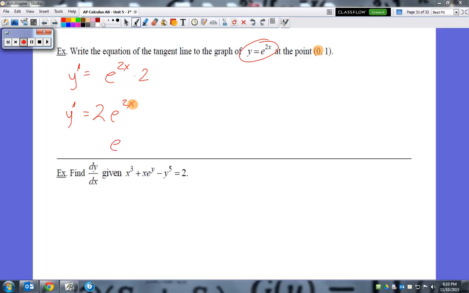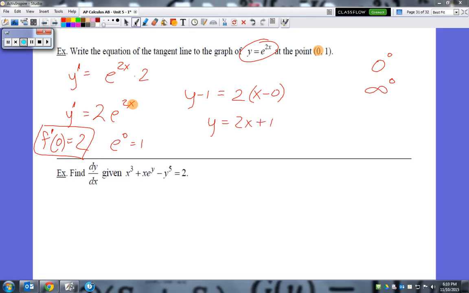So e to the 0, anything to the power of 0 except for 0 as the base or infinity as the base, anything else will equal 1. Okay, so this is 2 times 1, so the slope is y prime, otherwise known as f prime at 0, is going to be 2. So it's going to be y minus 1 is equal to 2x minus 0, or if you wanted to simplify, you could say 2x plus 1. Point slope formula or just regular y-intercept formula.